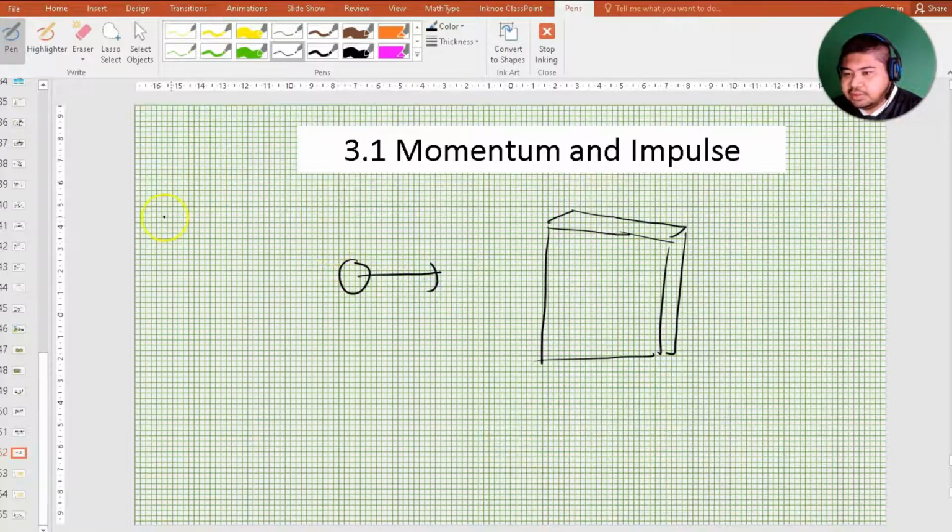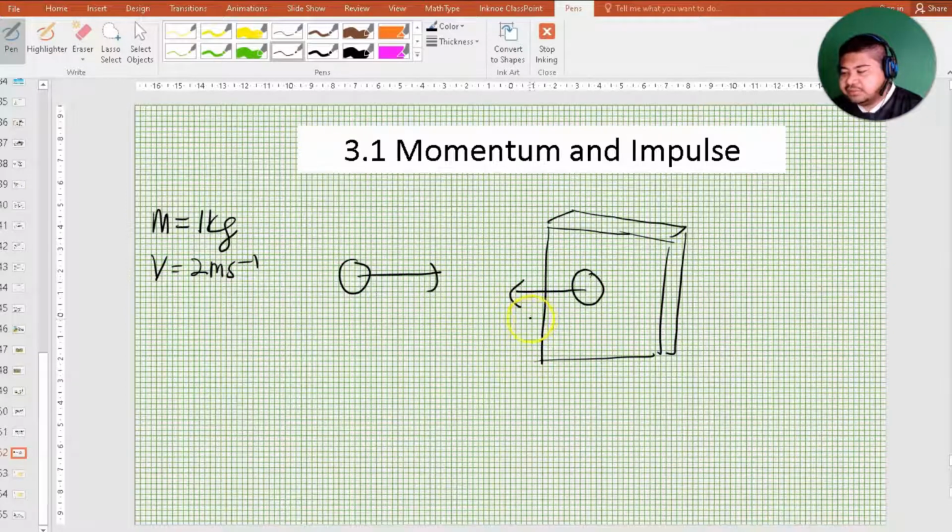Just to make the calculation easier, I'm going to take the mass of the ball as 1 kilogram, and the velocity of the ball is 2 meter per second. So now the ball hits the wall and then it bounces back off the wall. Let's say it bounces off with the same velocity, v equals 2 meter per second. And then the question asks you to find the change in the momentum.